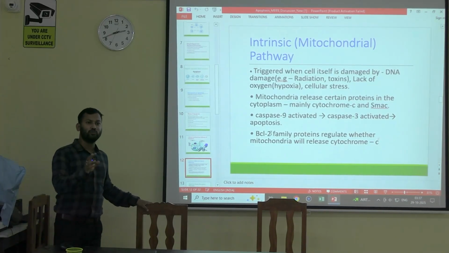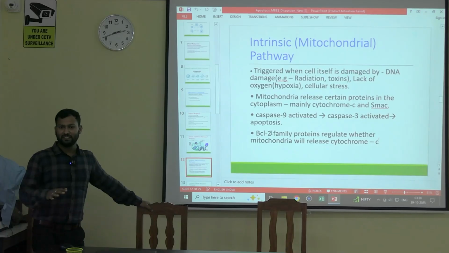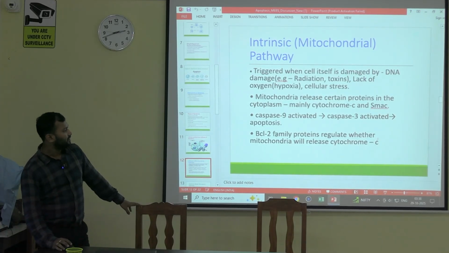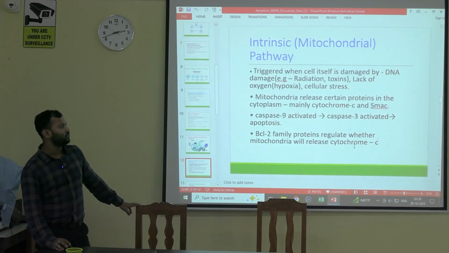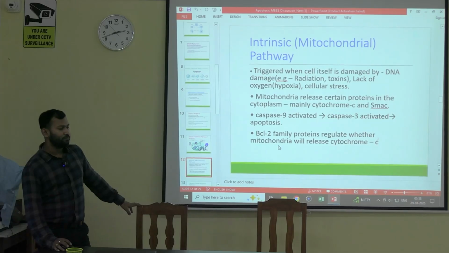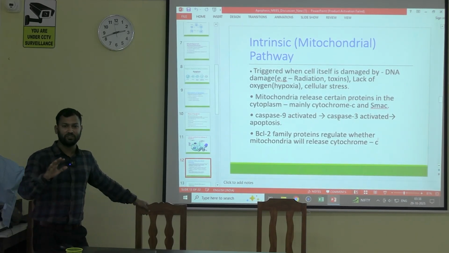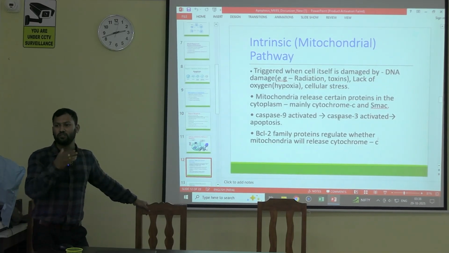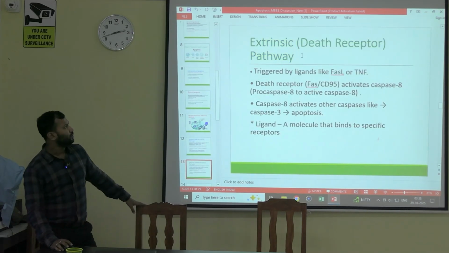Now there should be two mechanisms in the body. If only apoptosis is going on, the person will not live. Every cell will die. So there must be a mechanism by which it has to be prevented also. So there must be a balance. There is a family of proteins called BCL2 family proteins, which regulate whether mitochondria will release cytochrome C or not. Simply, these BCL2 family proteins will regulate whether the apoptosis will occur or not. If these are activated, then the apoptosis will not occur. Sometimes this may cause apoptosis, like that. There is some balance.